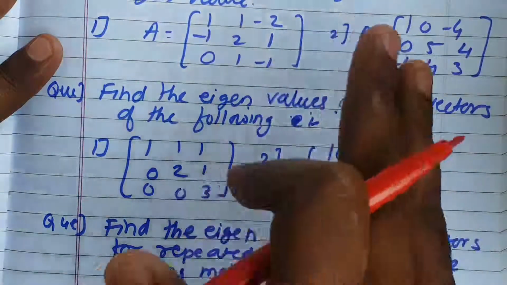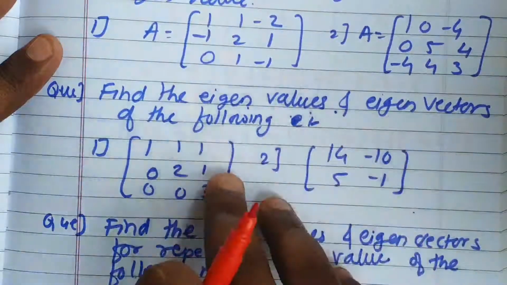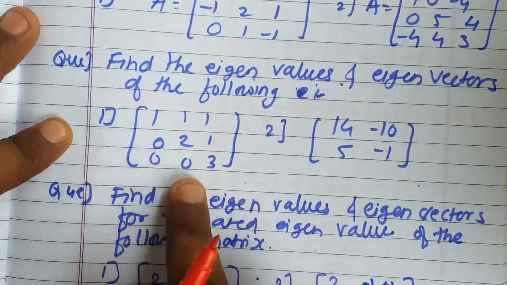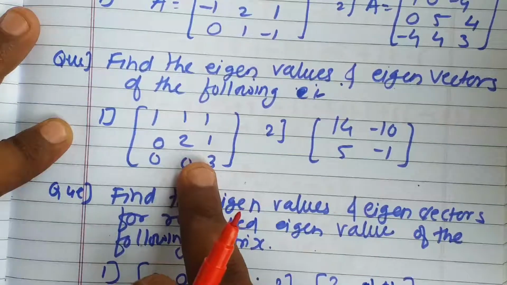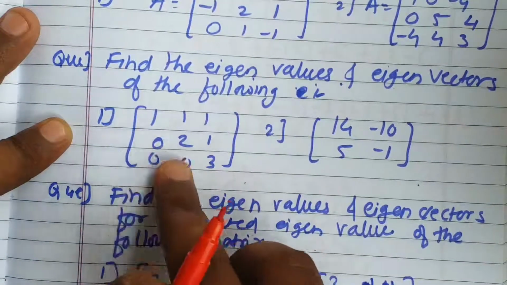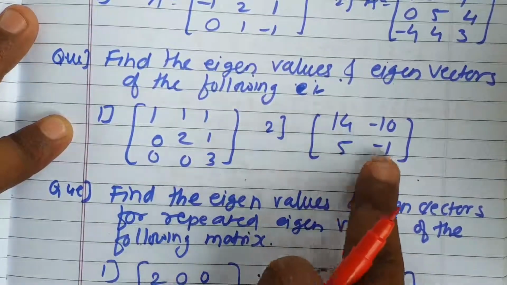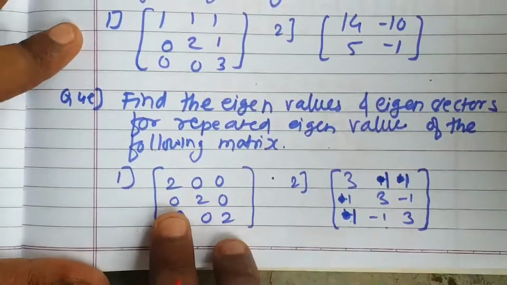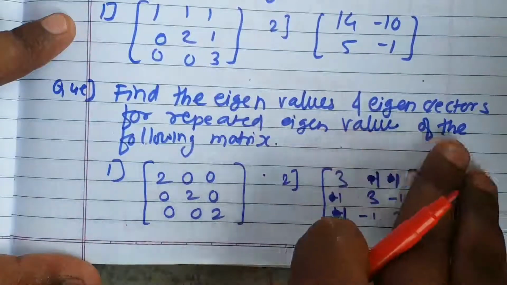Whenever it is not mentioned corresponding to lowest or highest, then you need to determine all the eigenvectors. In that case you will be given simpler matrices. Now it is a triangular matrix, right? For a triangular matrix, the eigenvalues are the diagonal entries. So directly you will get the eigenvalues here, with no need of calculation for eigenvalues, and to every eigenvalue you can determine the eigenvectors. Here it is a 2 by 2 matrix, so you will get only 2 eigenvalues, and corresponding to them 2 eigenvectors. Now the last problem: find the eigenvalues and eigenvectors for the repeated eigenvalue of the following matrix.